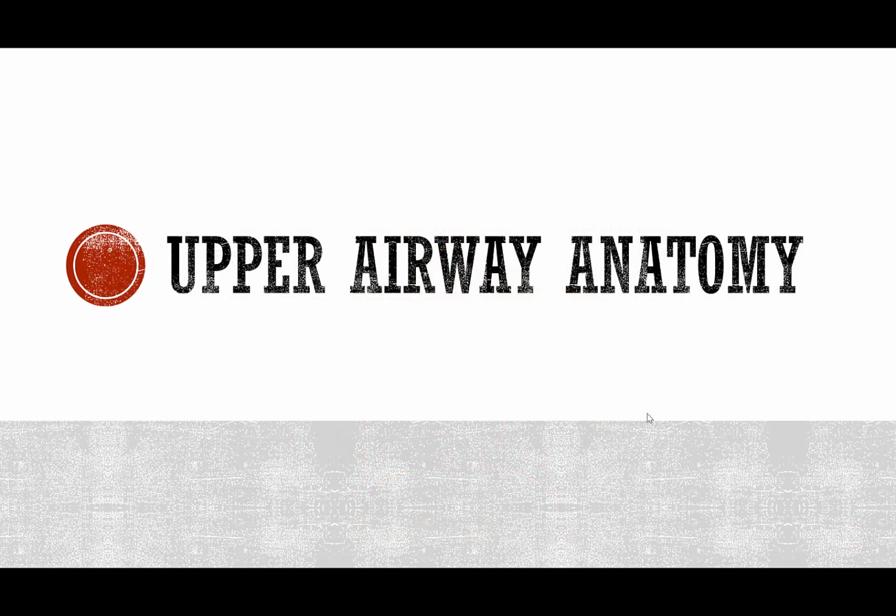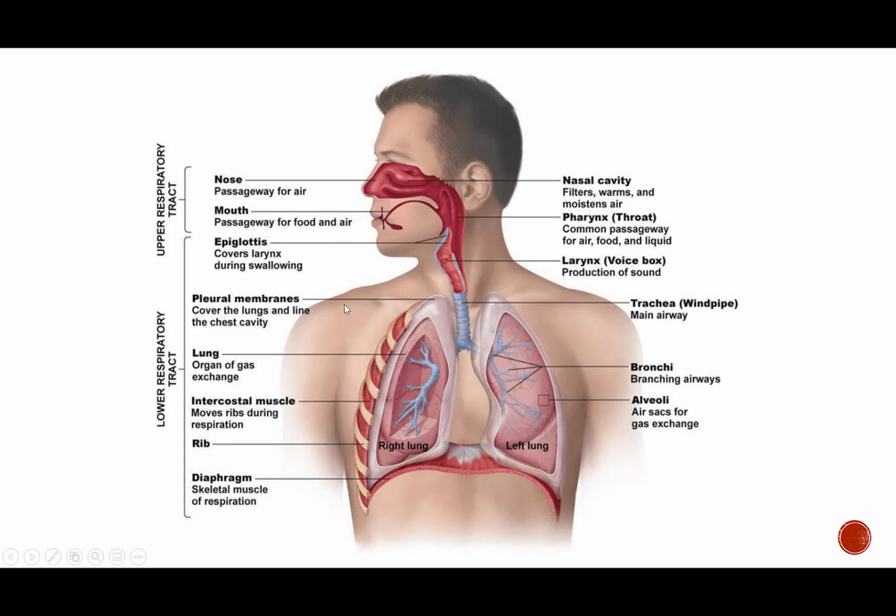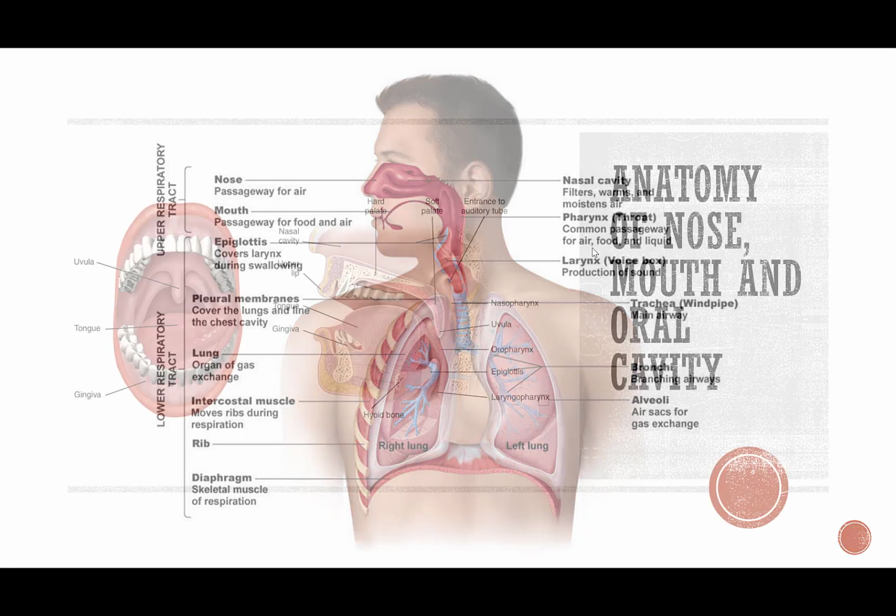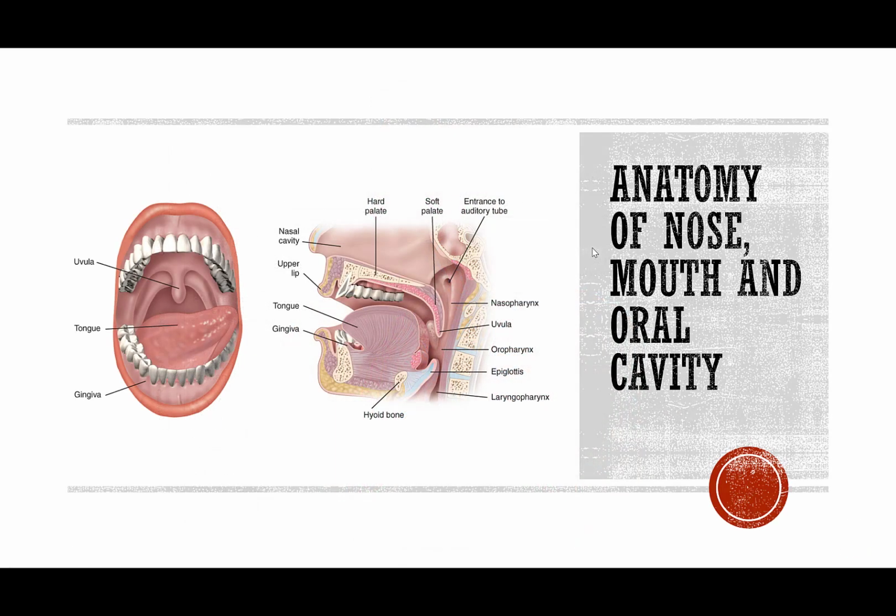So let's start with the upper airway, and there's some things you need to know. Okay, we've kind of just went through this. You need to know what is composed of the upper respiratory tract, right? We said the nose, the mouth, the oral cavity, the pharynx, and larynx, okay? So the anatomy of the nose, mouth, and oral cavity, right?